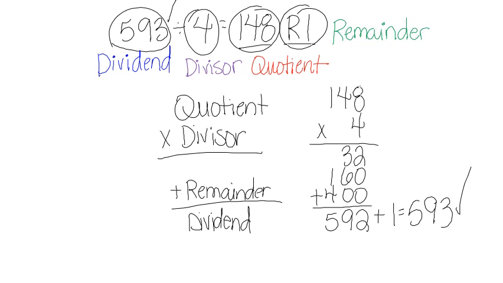This works for every single division problem that you will ever do. This is how you check every division problem. Okay, I'd like to do one more division problem with you before I go. This is a little bit of a larger number. We're going to do 2,574 divided by 5. Okay?